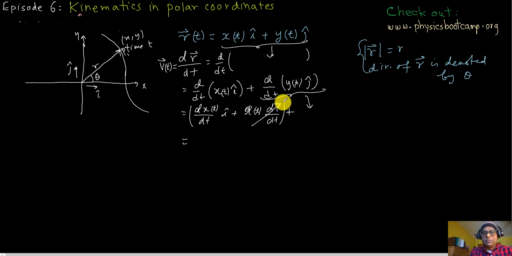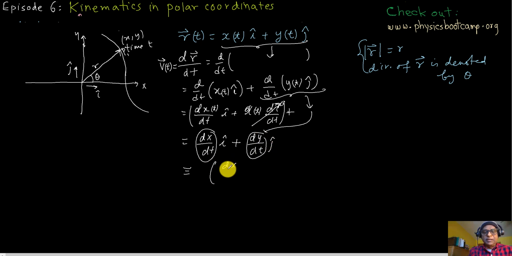This will be 0 because i hat doesn't change with time, so I have dx/dt i hat, and from this you get dy/dt j hat. And we can write this as these components, dx/dt, dy/dt, which is the same as vx, vy. Now this is how we did it before.